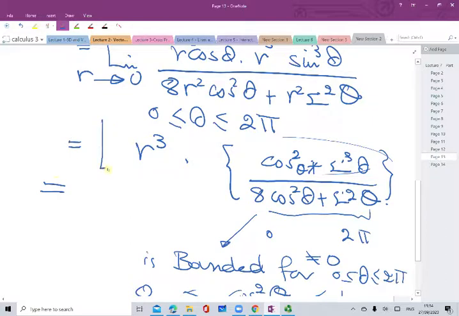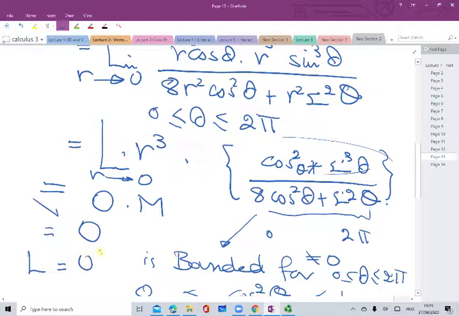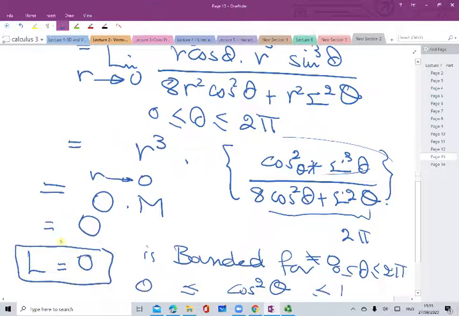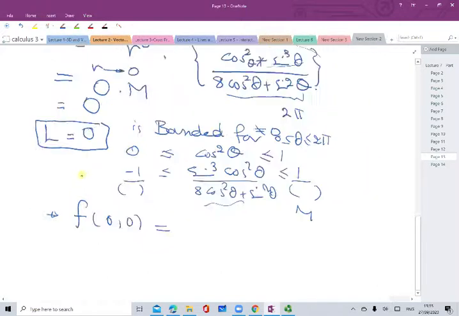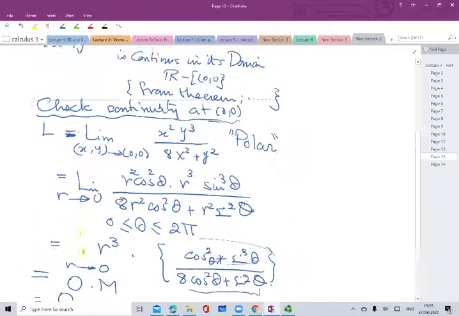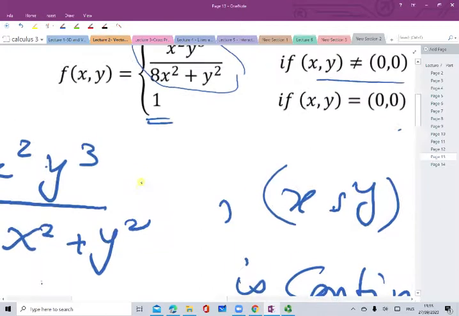So now I can take the limit carefully: r tends to 0 times a bounded value, which will be equal to 0. So the limit here is equal to 0. Okay, now I found a value for the limit of this function. This is the first step. What is the second step? I know that the function at 0, 0, from the definition of the problem, is equal to 1.